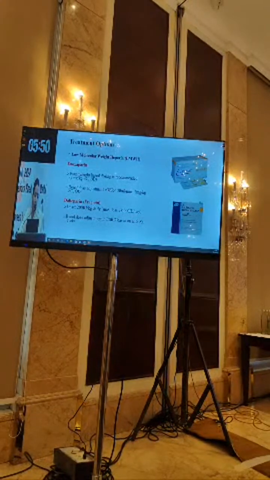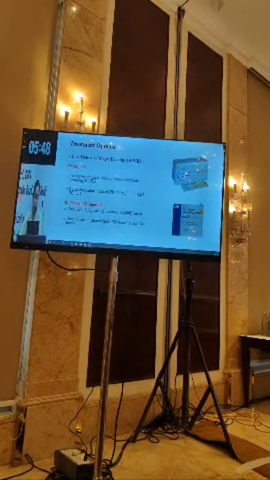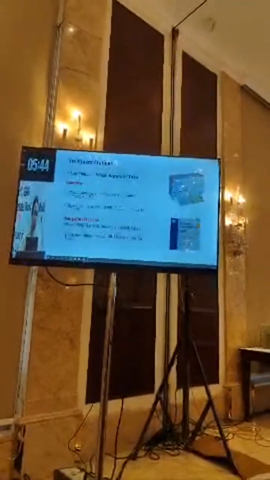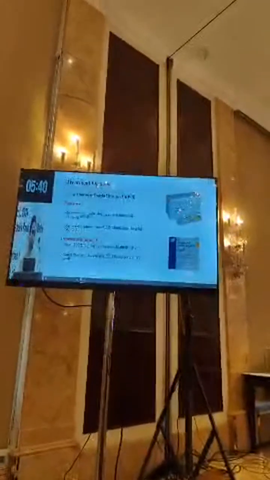Dalteparin, the dose is 200 international units per kg daily. A maximum dose of up to 18,000 international units per day can be given. Renal dose adjustment is done on the basis of anti-factor Xa levels.